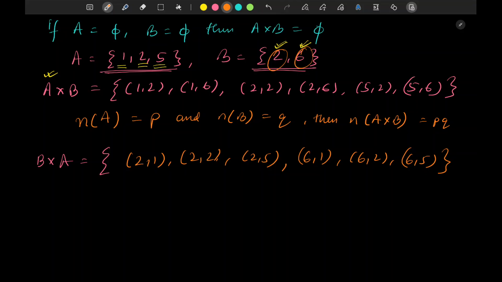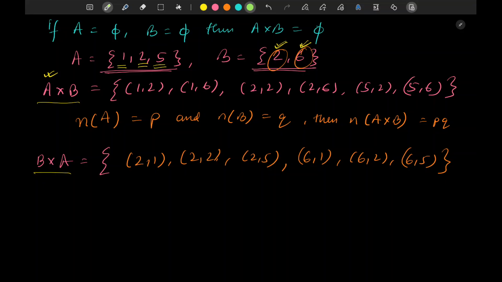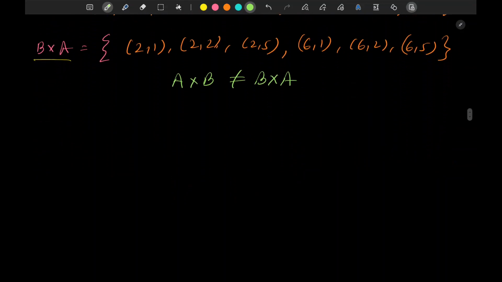Now, since we have learned that ordered pairs are equal if and only if they have the same first and second components, none of the elements in A cross B and B cross A are the same. So we can say that for any two sets A and B, A cross B is not equal to B cross A. Now, there are a few more results we need to know about the Cartesian product of two sets.